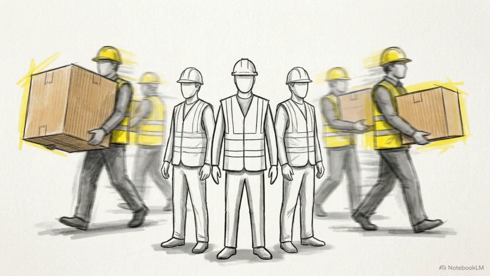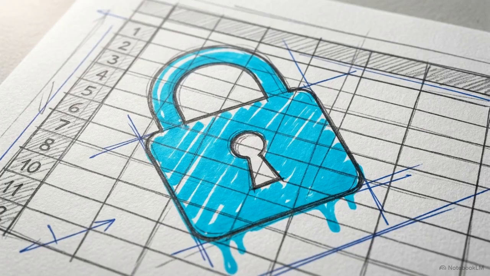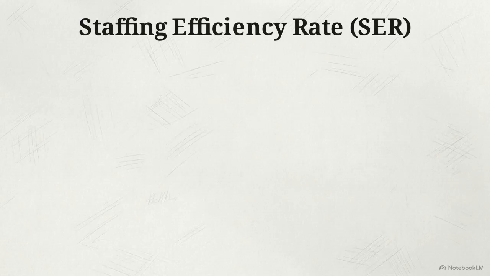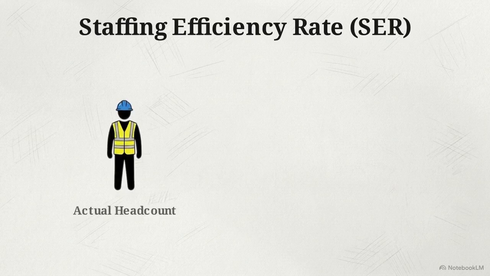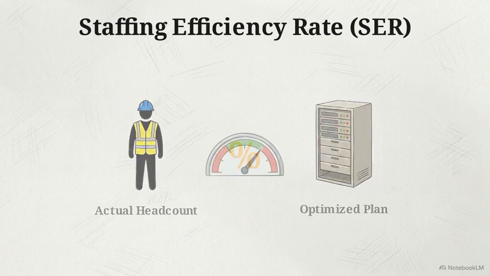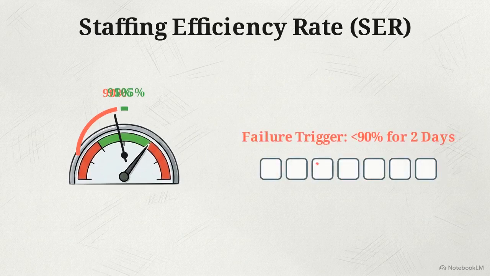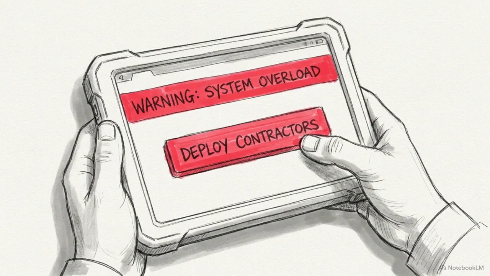The mathematical model is locked in, but a theoretical plan is useless without daily, floor-level tracking to ensure reality matches the spreadsheet. Execution is tracked using the Staffing Efficiency Rate, or SER. It compares the actual headcount working on the floor to the optimized plan calculated the week before. A healthy site maintains an SER between 95 and 105%. If absenteeism pushes the rate below 90% for 2 consecutive days, an emergency trigger is pulled to activate extra contractors and stop a backlog before it starts.